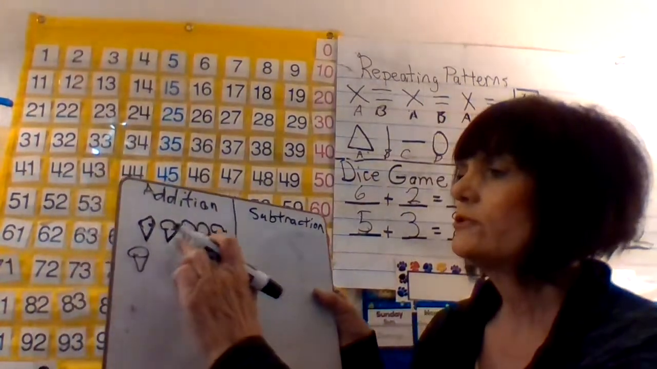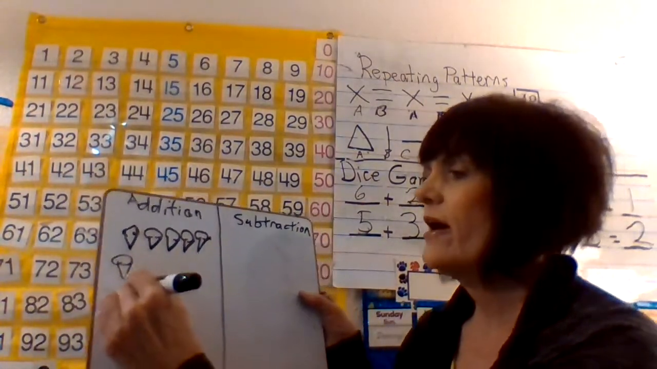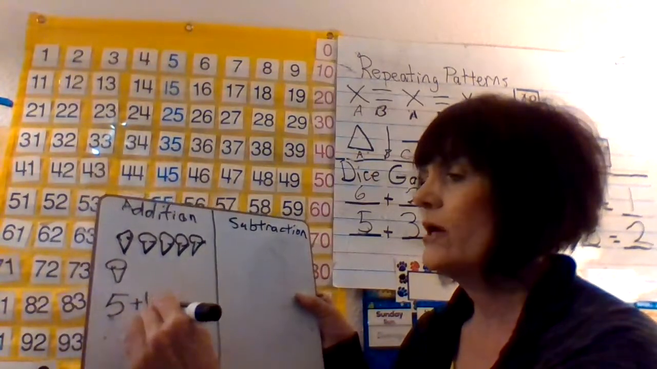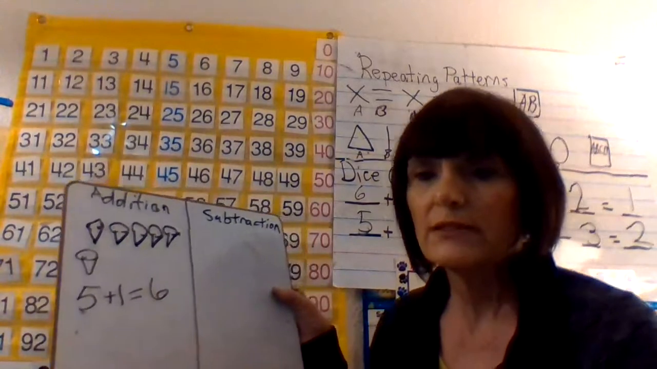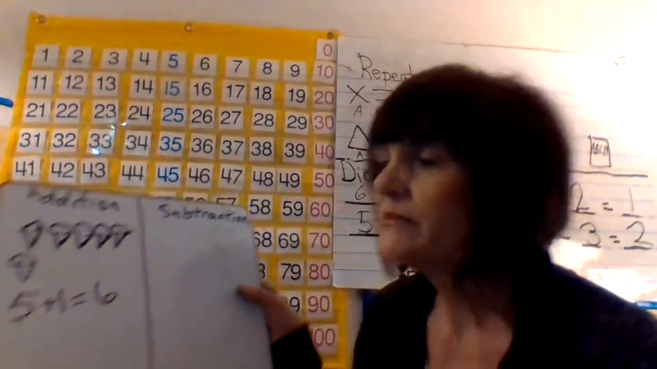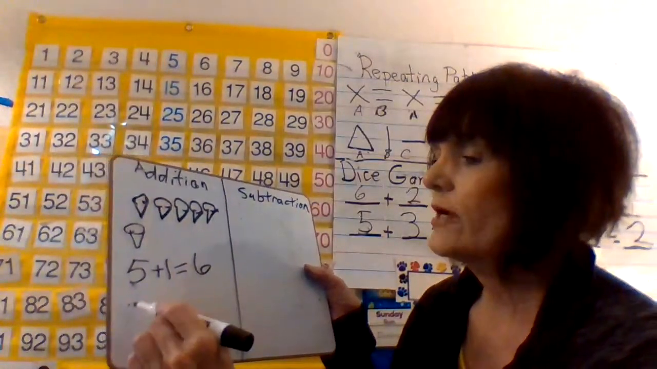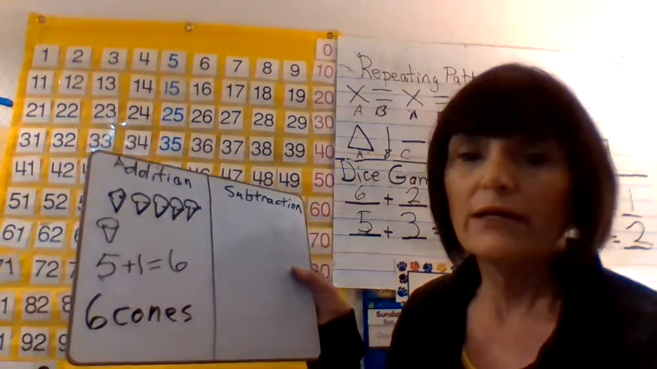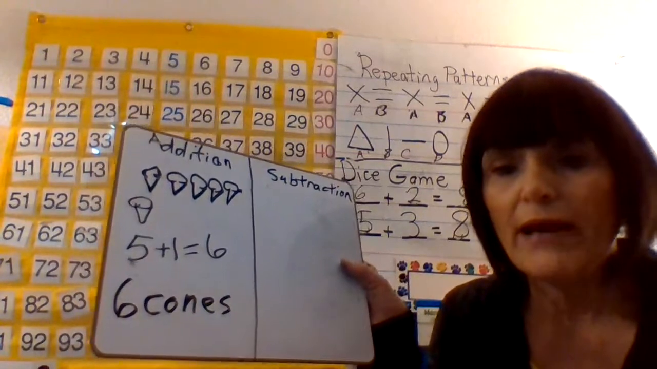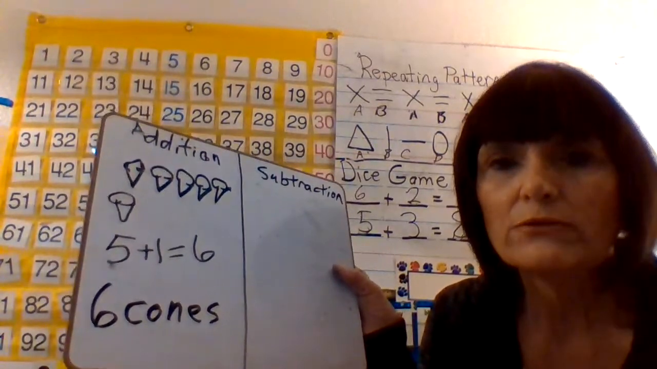Well, let's see, 1, 2, 3, 4, 5. 5 plus 1 equals how many cones? 6 cones. All right, now I'm going to write 6 cones as my answer here because I want everyone to know I'm talking about ice cream cones.